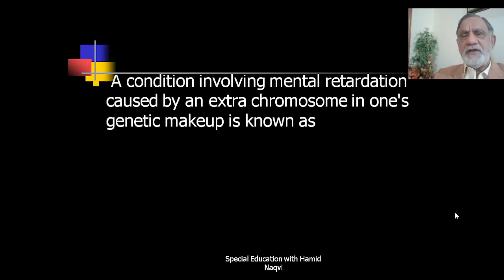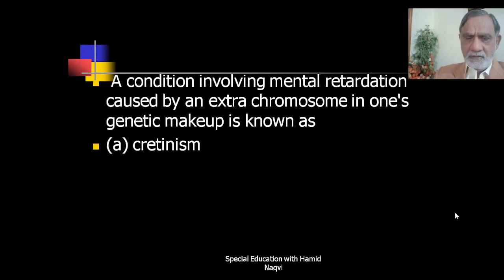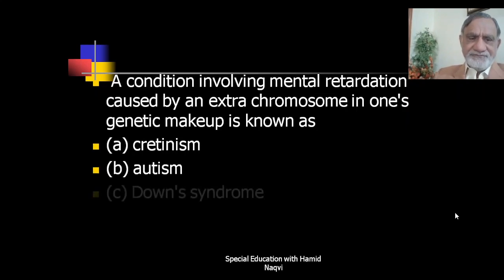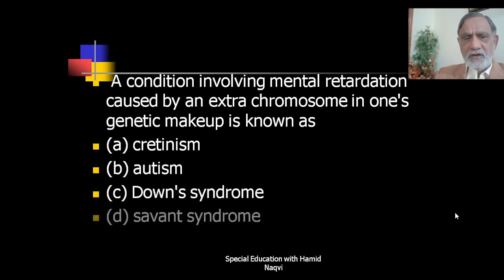A condition involving mental retardation caused by an extra chromosome in one's genetic makeup is known as cretinism, autism, Down syndrome, or Savant syndrome. Answer is C, that is Down syndrome.